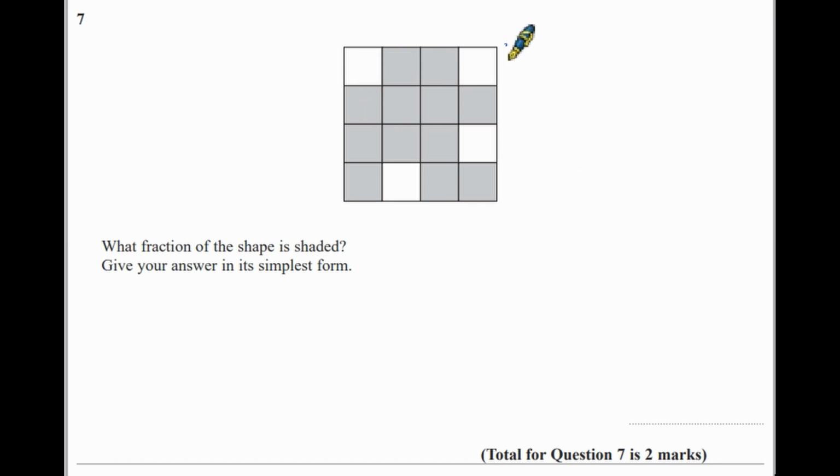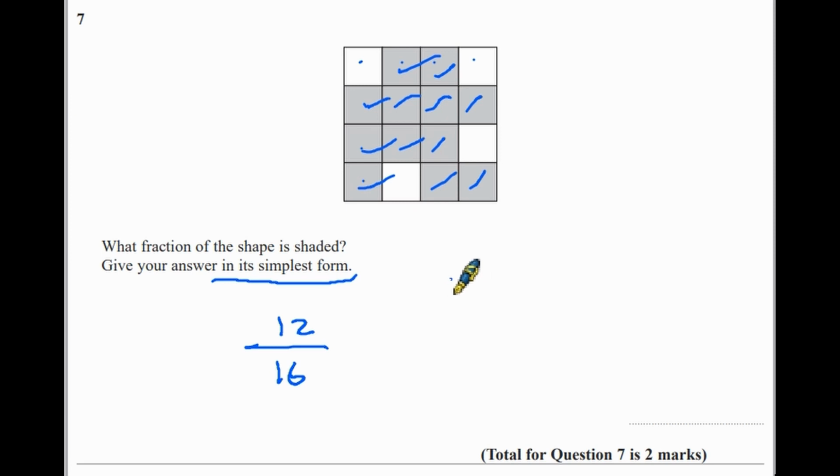Question 7. We've got a square here with smaller squares in the centre. It says what fraction of the shape is shaded. First of all, let's take a look at how many small squares there are. It's 1, 2, 3, 4 by 1, 2, 3, 4. So there are 16 squares altogether. How many are shaded? 1, 2, 3, 4, 5, 6, 7, 8, 9, 10, 11, 12. So the fraction is 12 out of 16. But in this question, it does say give your answer in its simplest form. We need to divide the top and bottom by a common number. They will both divide by 4 and we get the answer 3/4.